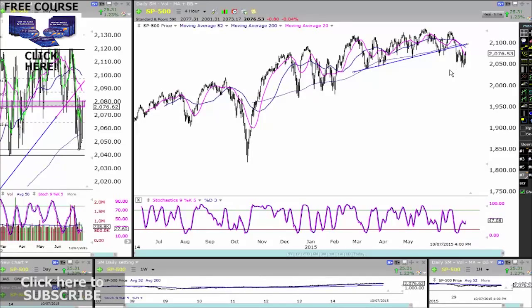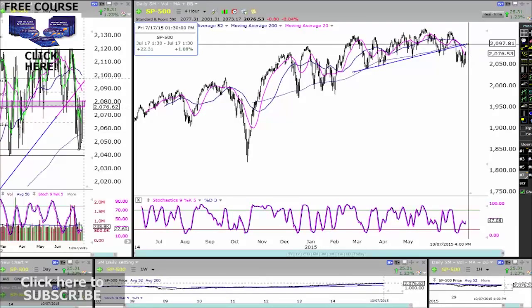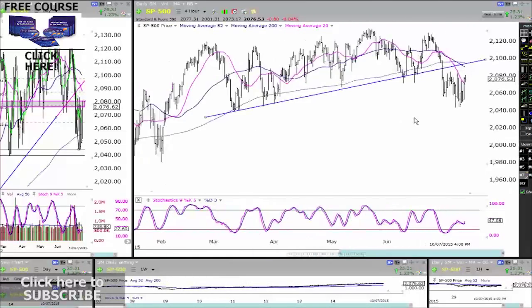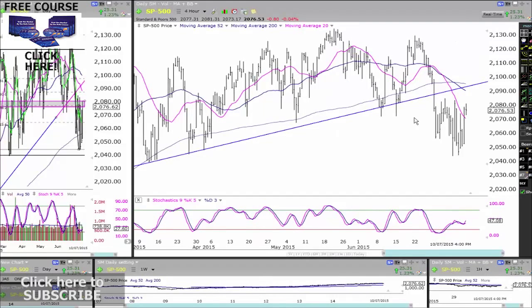If you look at any market that goes through a topping pattern, it goes sideways for a while and then starts to break down. So I'm expecting a bit of upward movement obviously for the start of the week, but I do expect through to the end of the week, maybe next week, for this market to continue on down.